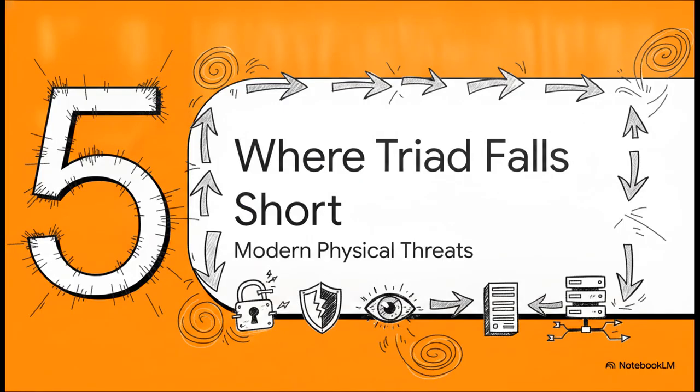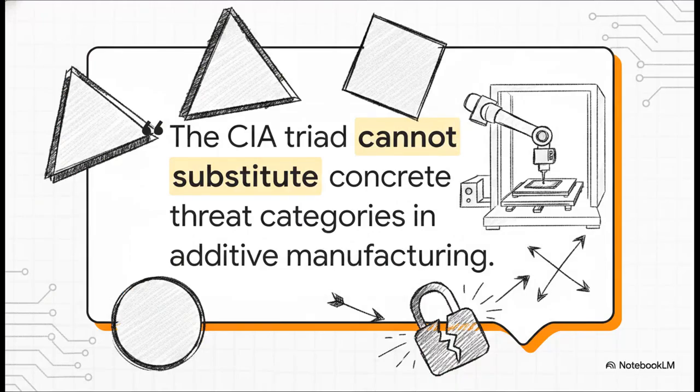Finally, Section 5, where the Triad falls short. Look, to be a truly great analyst, you also have to know your tool's limitations. As recent research from the ACM workshop on additive manufacturing security points out, the CIA Triad cannot substitute concrete threat categories already established in additive manufacturing. Basically, blindly forcing this model onto modern cyber-physical systems can actually be counterproductive.